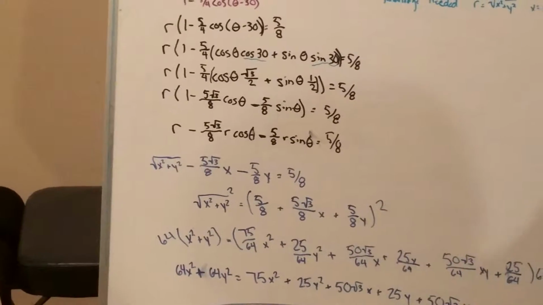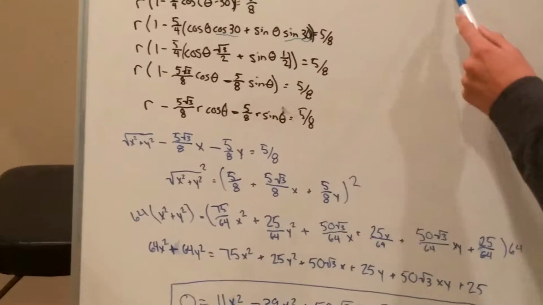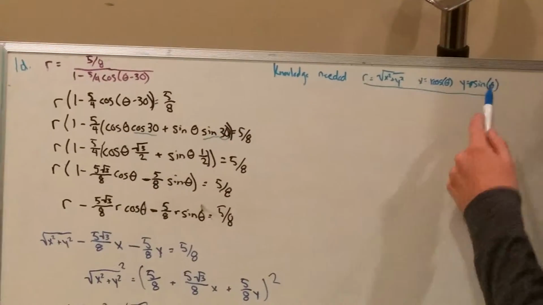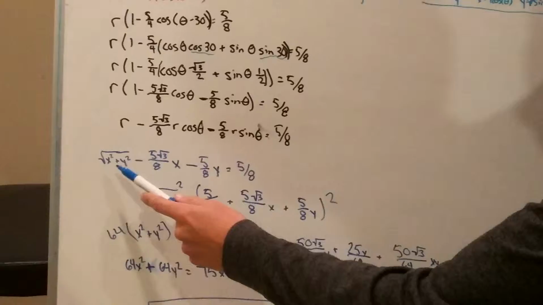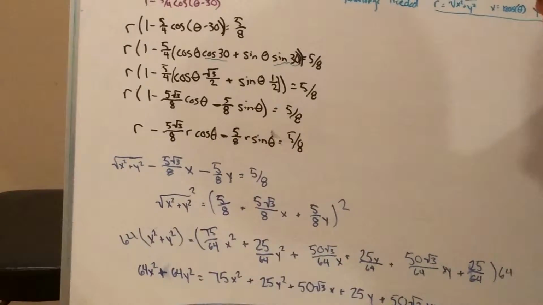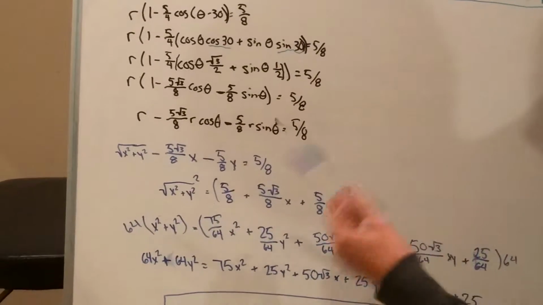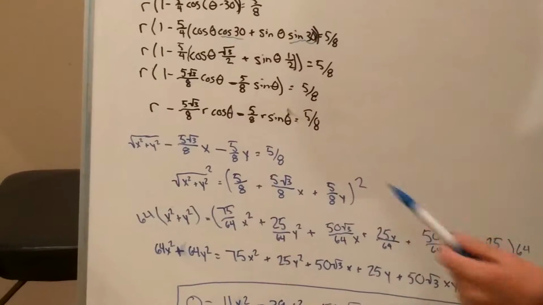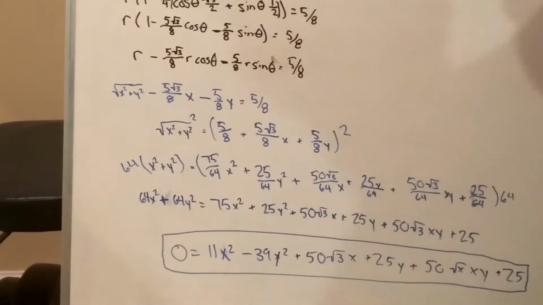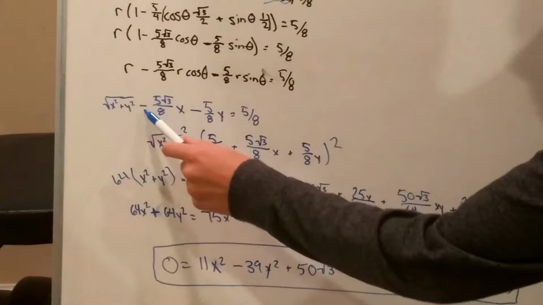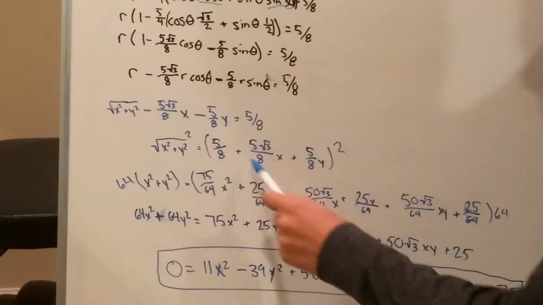From here on, we're going to step on to part 2, which is when we go back up here, we're going to start to substitute this information that we have. And once we substitute, we're going to get x squared plus y squared, square rooted, minus 5 root 3 over 8 x minus 5/8 y equals 5/8. So now we're going to try to get this square root by itself, so we can get rid of it. So we're going to add these values over, alright?